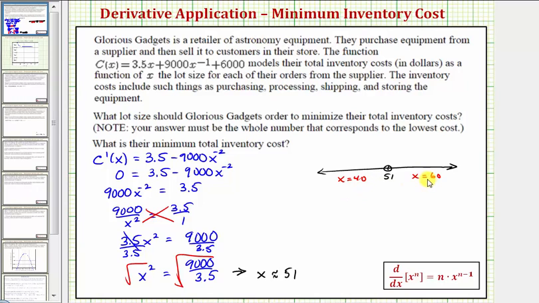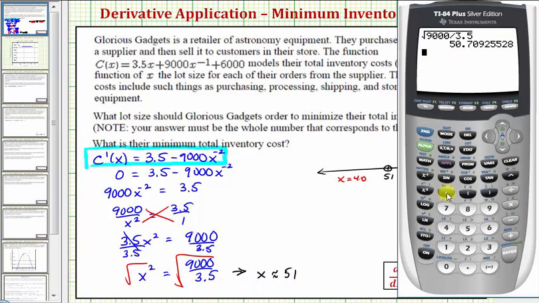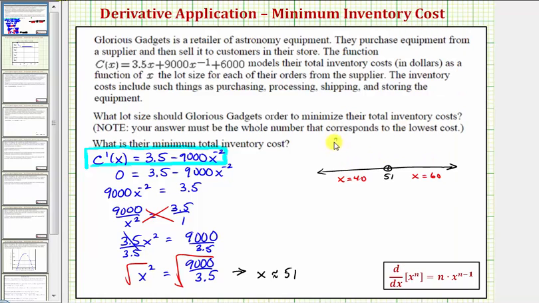And again, we'll sub these test values into our first derivative, which we found here. So going back to the calculator, C prime of 40 would be 3.5 minus 9,000 times 40 raised to the power of negative 2. Notice how the first derivative is negative, which means the function is decreasing on this interval.